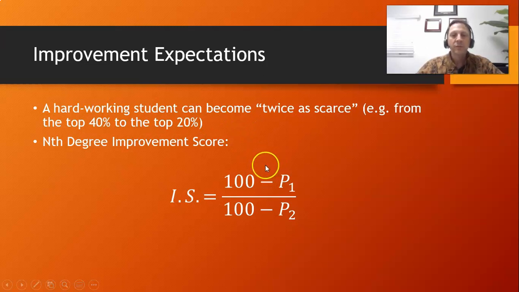So the way that I can measure this improvement score is using this formula. And don't worry, you don't need to use the formula, but you might be curious about how this formula works. So P1 and P2 are your percentiles at the beginning and end of this course. P1 is your beginning percentile, and P2 is your ending percentile. So you might need to review that concept of percentile a little bit. But for example, if you are at let's say the 70th percentile, that means that you have outscored 70% of the competition.